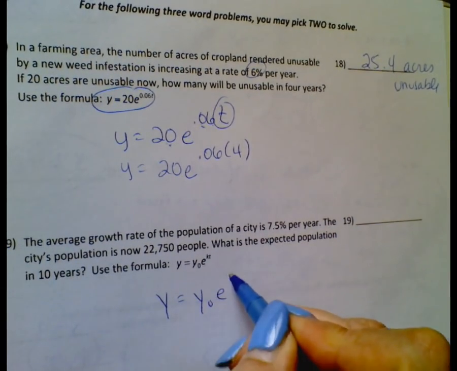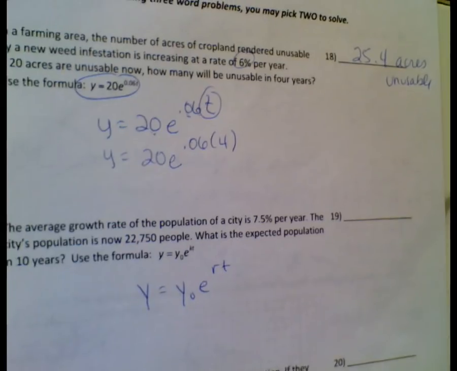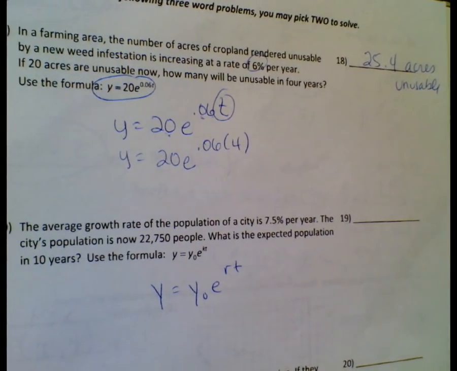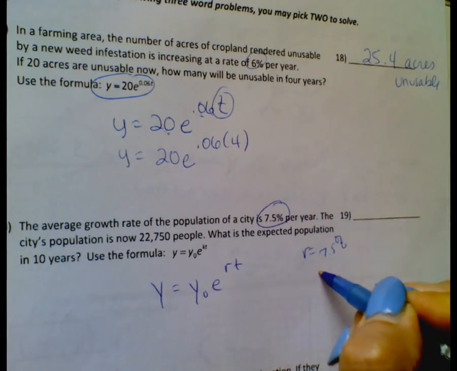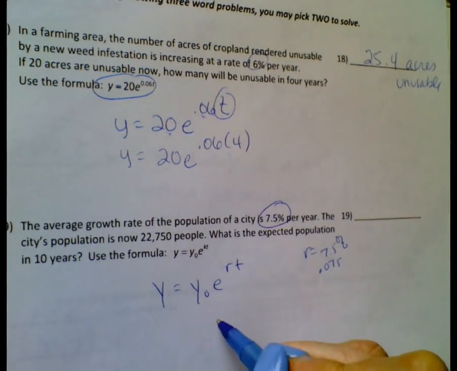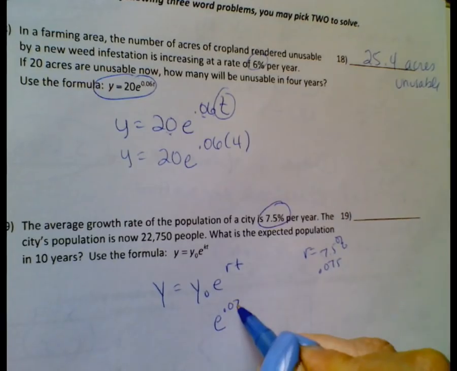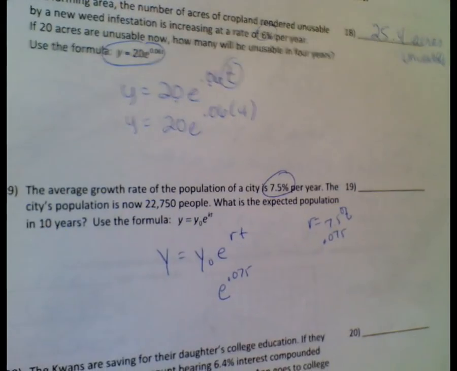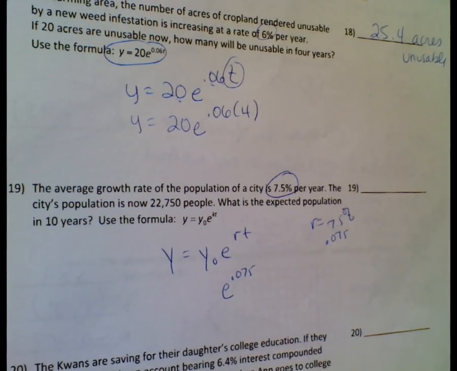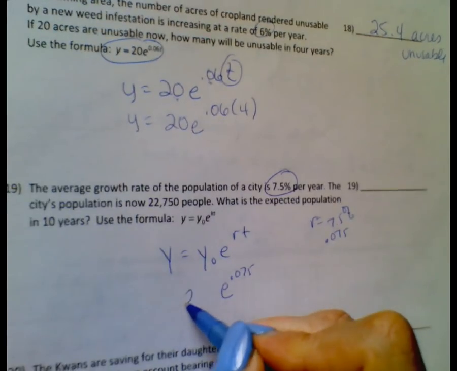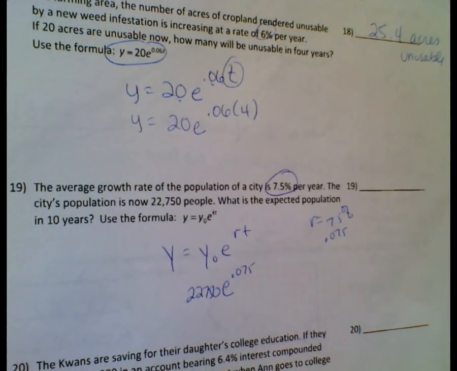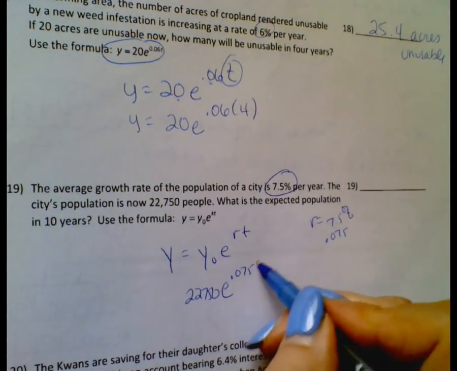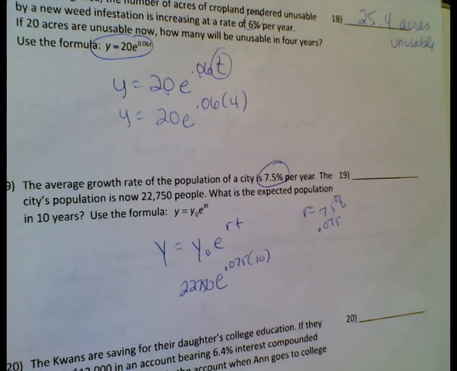So in this next problem, they give you another formula to use. They want you to use this formula. So it says the average growth rate of the population is this. So your r is 7.5%, but as a decimal, it's 0.075. So it's going to be e to the 0.075 so far. The city's population is now 22,750. That's your P. 22,750 goes out front of the e. What is the expected population in 10 years? That goes up top here.